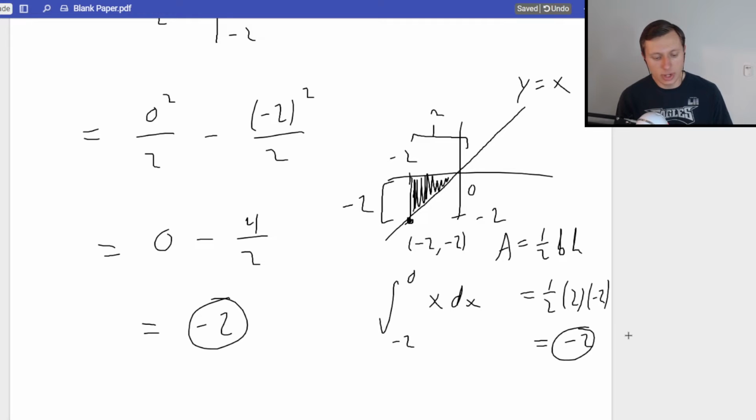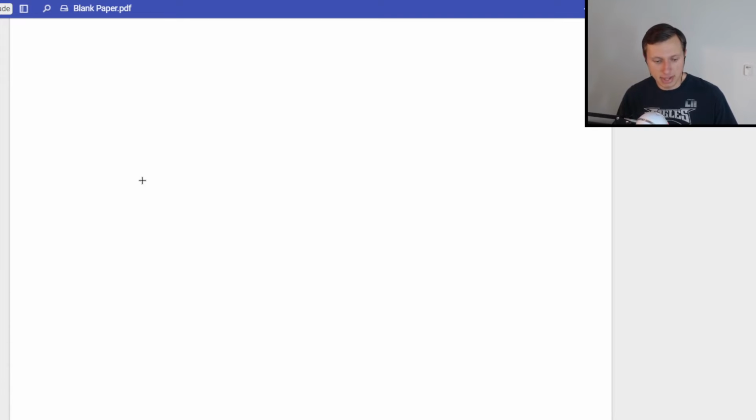So that's it for the first one. Obviously, you can't always use area of geometric shapes. You can't always use triangles. You can't always use rectangles. Sometimes you need to do the definite integral, and let's look at some examples of that.